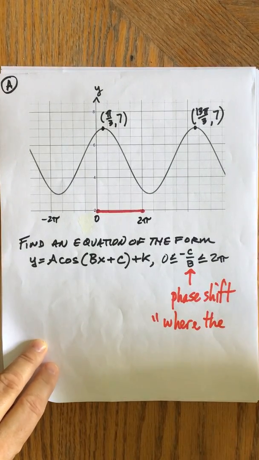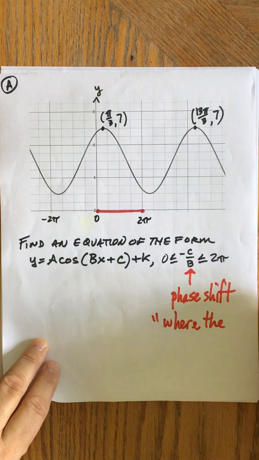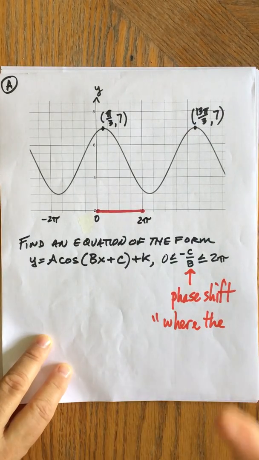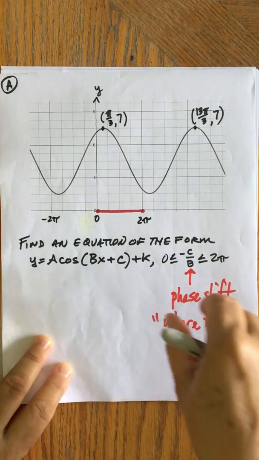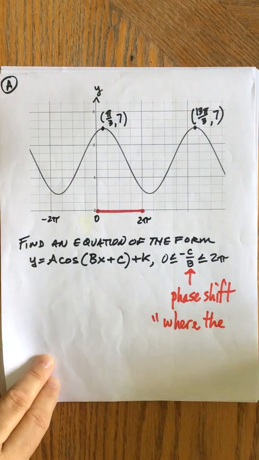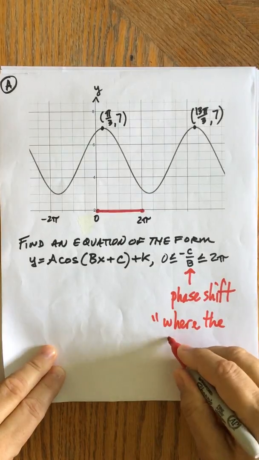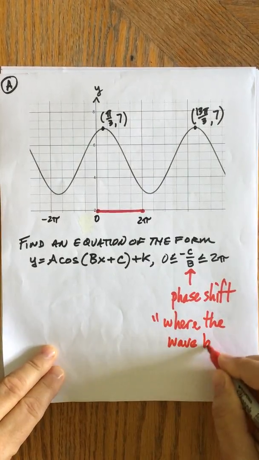Now, I know I'm saying where the wave begins, and I'm also saying that this is an infinite wave. When I say where the wave begins, what I mean is I want to get one wave so that once I've got that one wave, I can use it as a little rubber stamp and just use it as the pattern forever and ever in both directions. That's what we do. So it's where the wave begins.